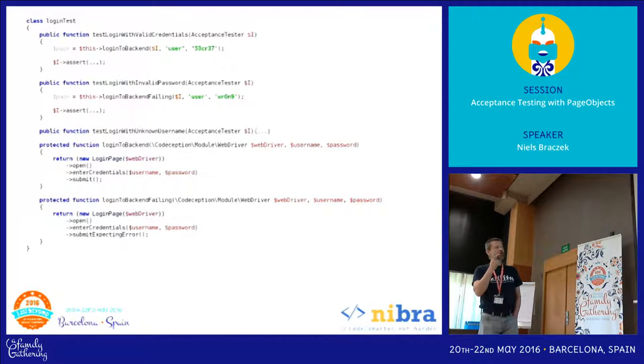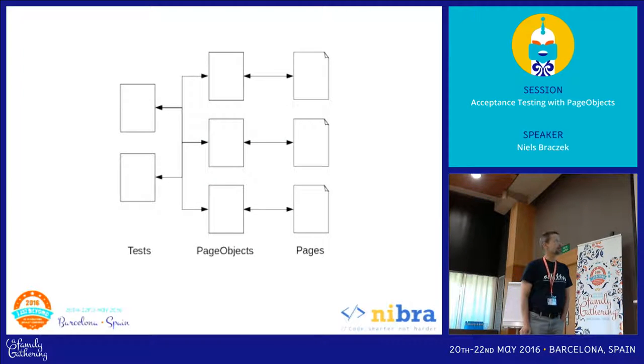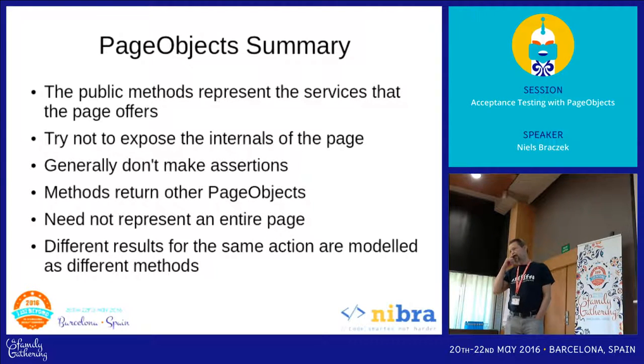But with this, we get stable tests, because the page object really knows how to handle things. And we have a structure that looks like this. We still have the pages, we still have the tests, but we have an abstraction layer between, which we call the page objects. They have public methods that represent all the services that the page offers. And we don't expose any internals of the page. Within the test, you don't rely on the implementation. So whenever one page changes, you change the according page object, and you're fine. Your test will work. There's one place to change, no more. And that's why we are doing this.